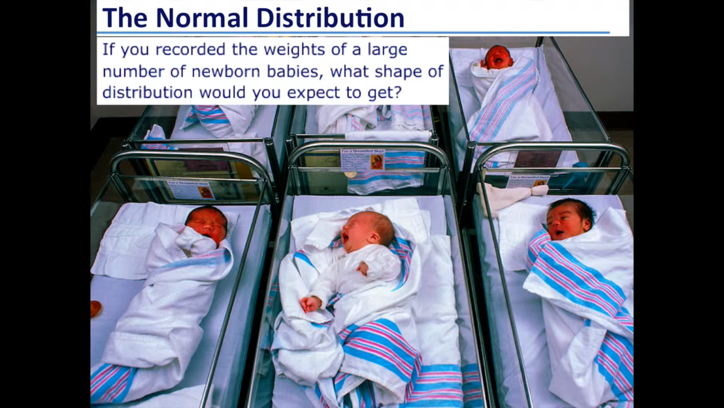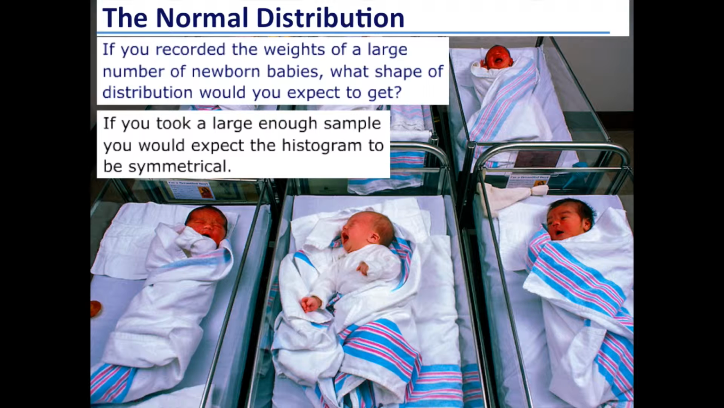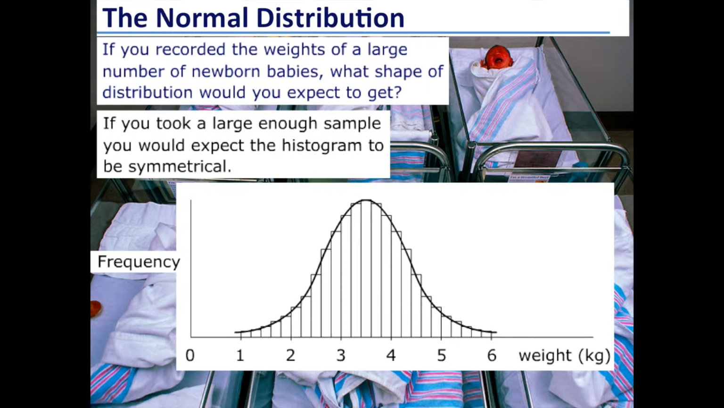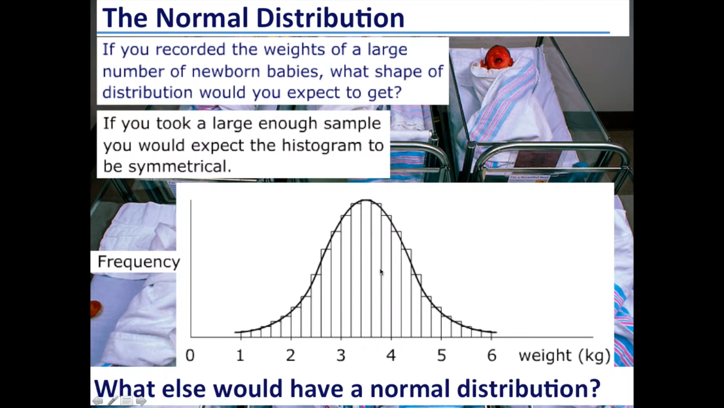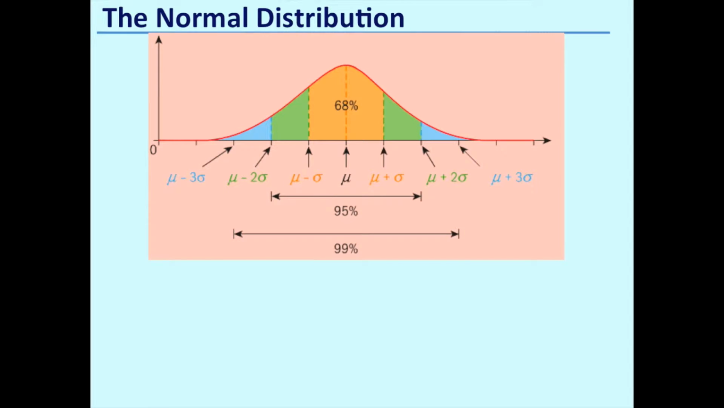The next probability distribution function we're going to look at is the normal distribution. If you recorded the weights of a large number of newborn babies, what shape of distribution would you expect to get? Well, if we had a large enough number of babies, we would expect a histogram which looks symmetrical about the mean here. And I'm sure you can think of some other examples of the normal distribution in the real world, such as the distribution of IB scores.